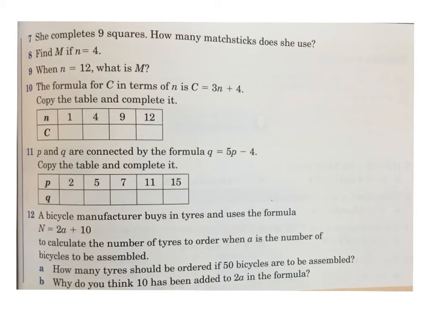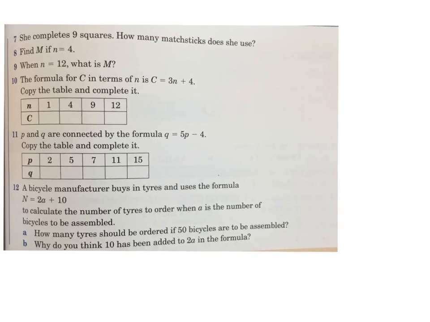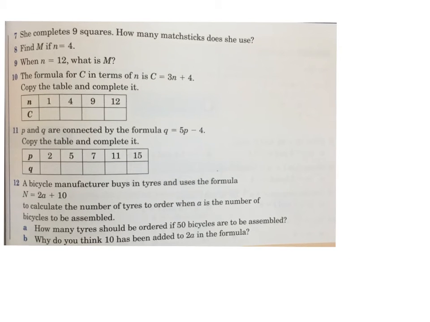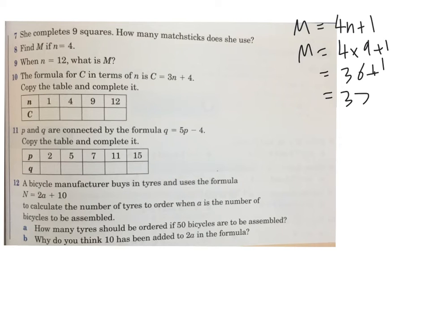Number 7. If she completes 9 squares, how many matchsticks does she use? So remember, n is the number of squares and m is the number of matchsticks. The formula given in the question was m = 4n + 1. So if she completes 9 squares, that means n is 9, so 4 9s plus 1 extra. That's 36 plus 1, which is 37. That was question number 7.